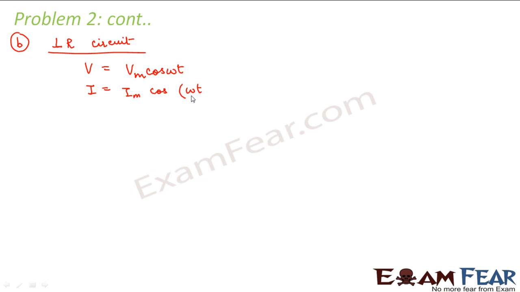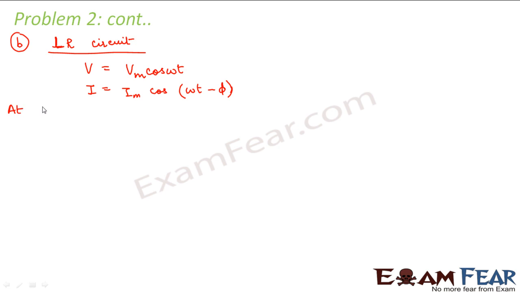So let us suppose this is my voltage. What would be my current in case of an LR circuit? As far as resistance is concerned, voltage and current will be in phase. But as far as the inductor is concerned, the current will lag behind voltage by pi by 2. In this case, it is a combination of these two, so it is clear that current will lag behind voltage, but by how much, we do not know. So this will be omega t minus phi, where phi is the phase angle between voltage and current, right?